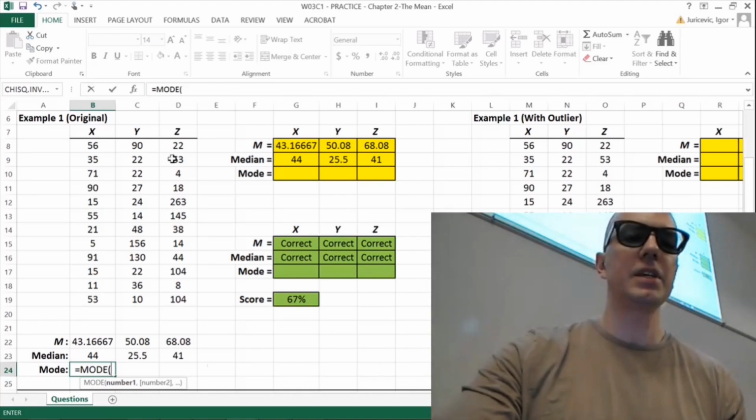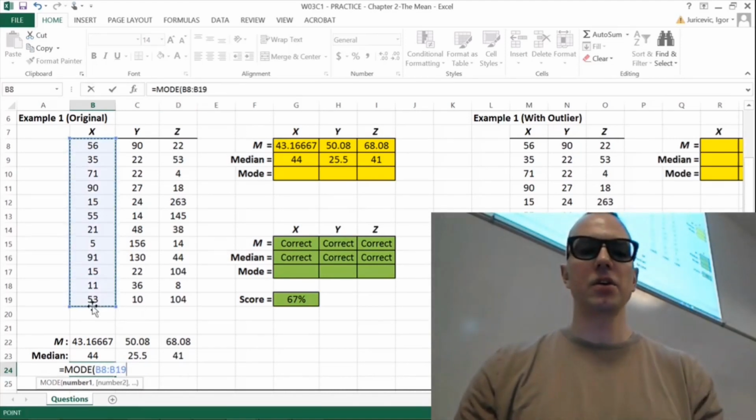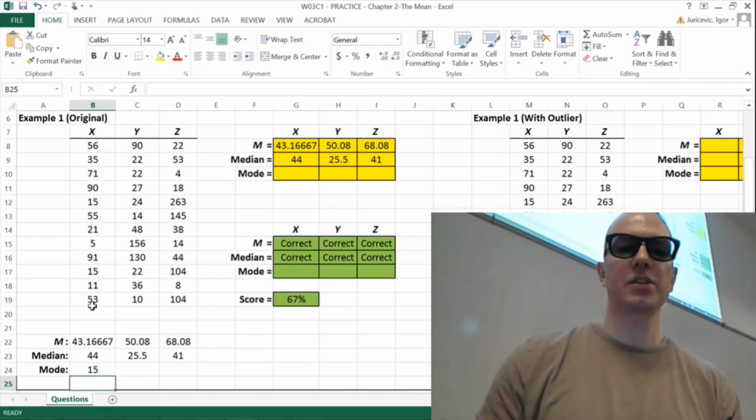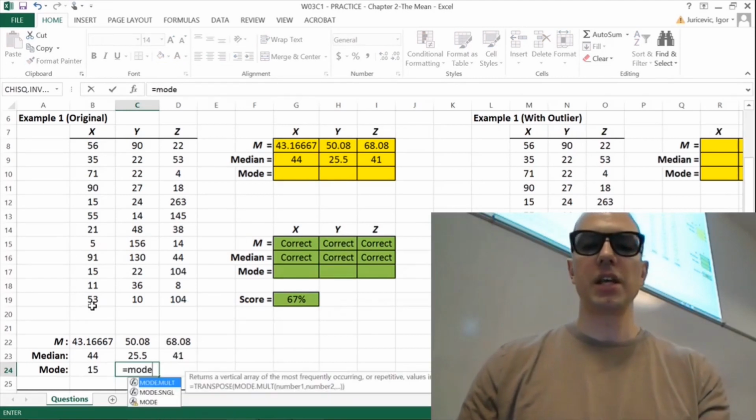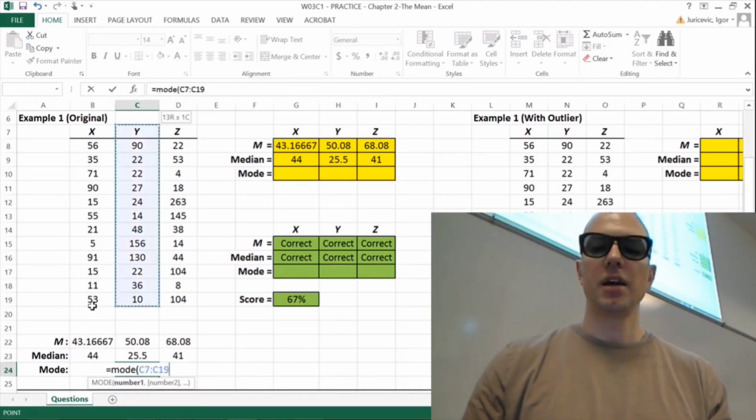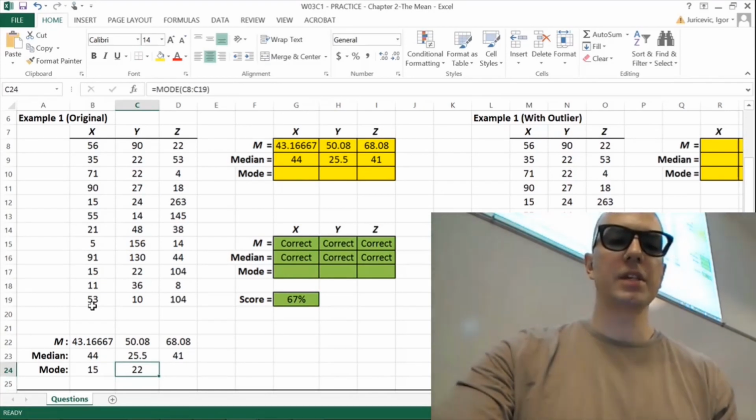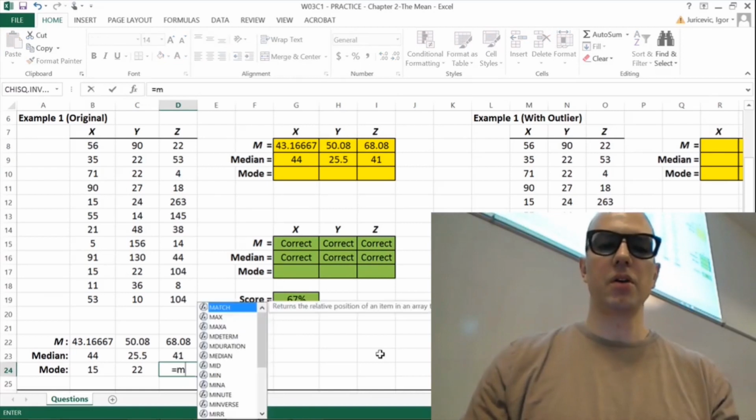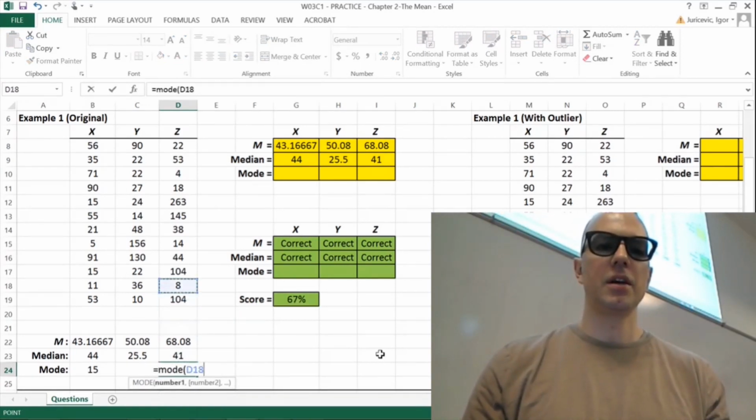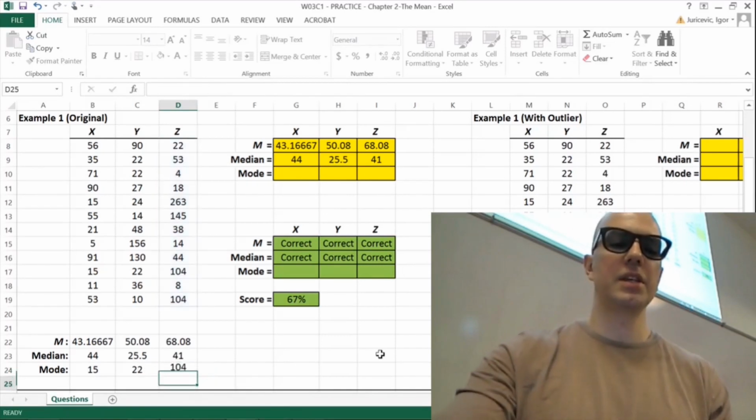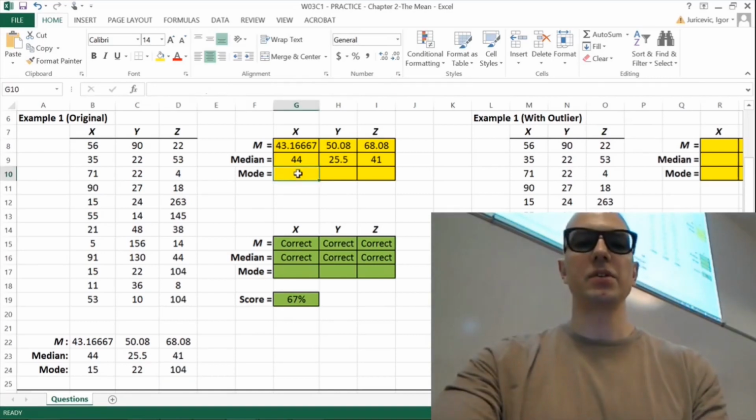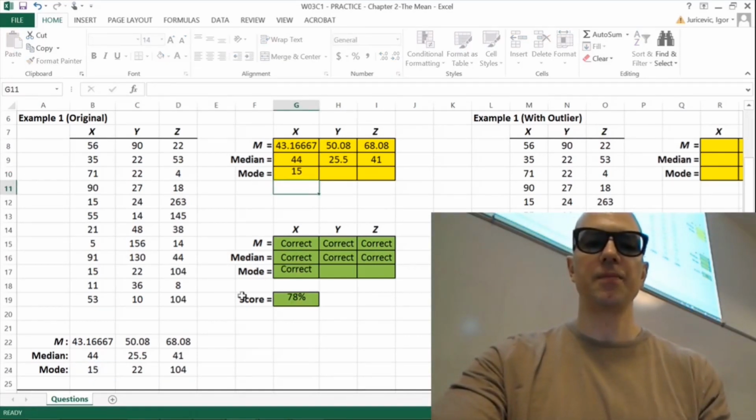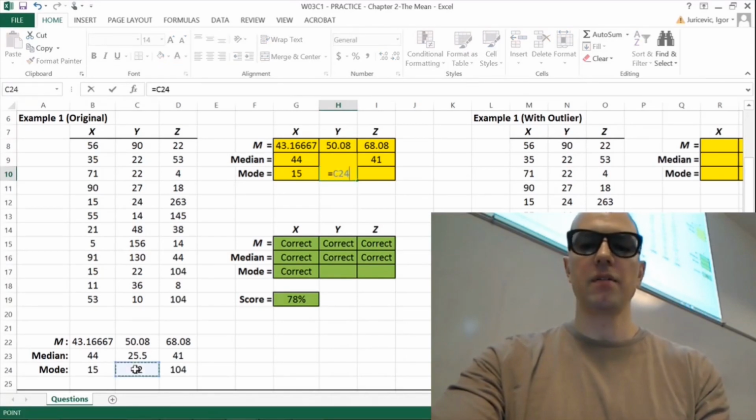You open your parentheses, highlight your scores, close those up, and we see that the mode for the x scores is 15, nowhere near the mean or the median. We do it again for the y scores, equals mode, open parentheses, highlight your scores, close those parentheses. We see that the mode is 22. And then finally for the z scores, equals mode, open your parentheses, highlight your scores, close those parentheses, and we see that the z-scores have a mode of 104, and then we can pop those into our answer cells using the equals function, and we can get all of those correct.